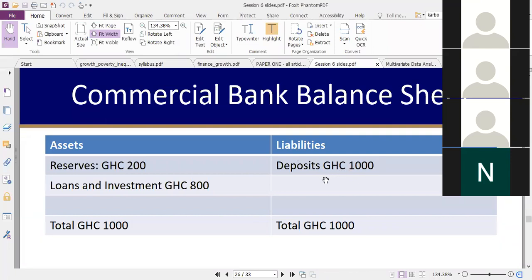And the bank is required to keep a certain percentage with the Bank of Ghana or the central bank. So looking at the calculation here, it means the bank is supposed to keep 20% of this with the central bank. So that's the reserves. We are keeping this for unforeseen circumstances, like when they were sweeping the banking system.